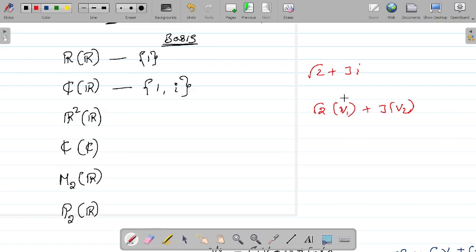Now I'd like to talk about this. So here we are saying that 1 comma i, this is the basis set. What about for C over C? What is the basis set?